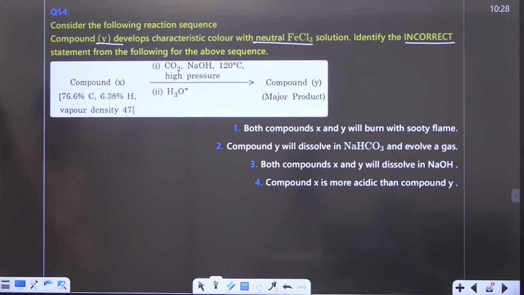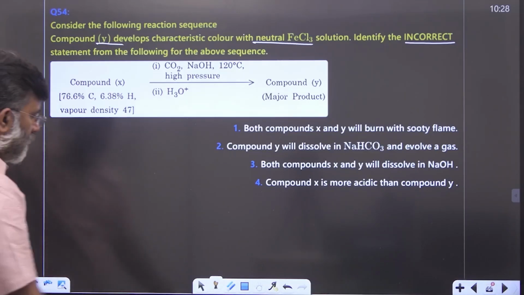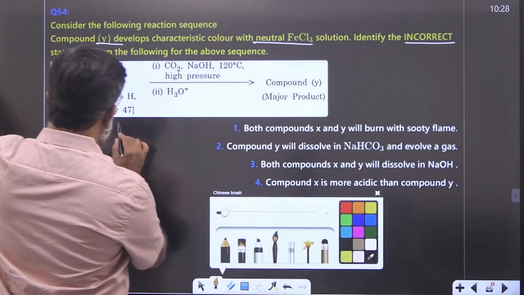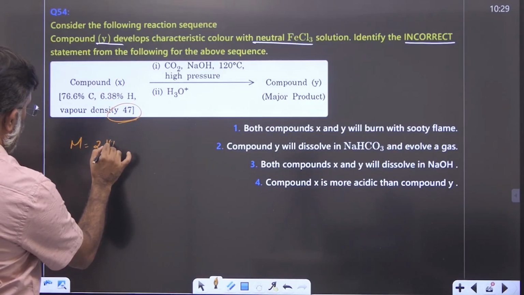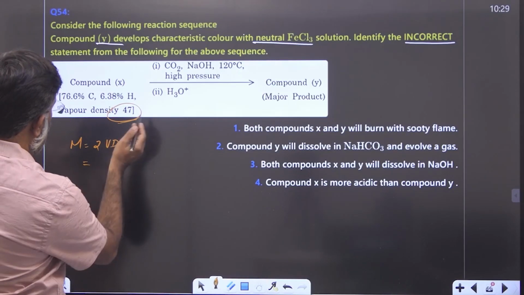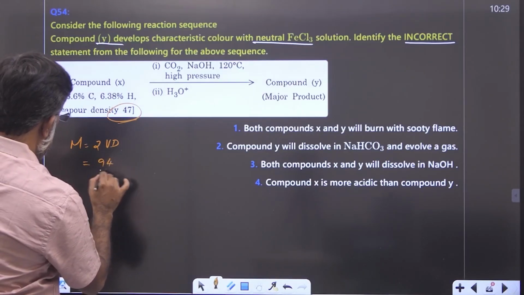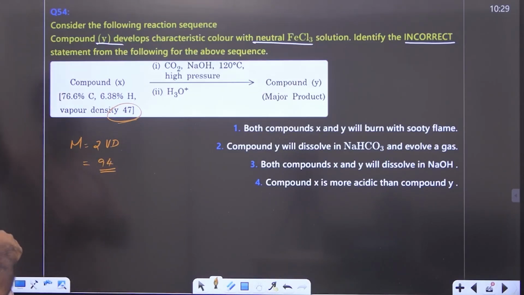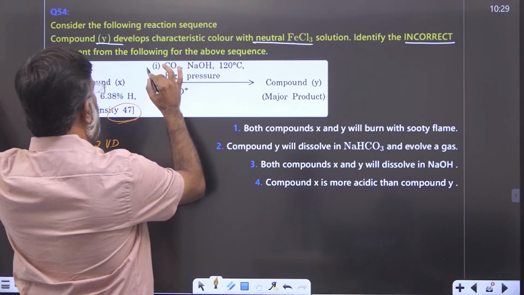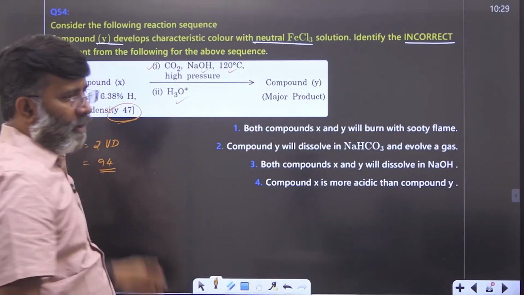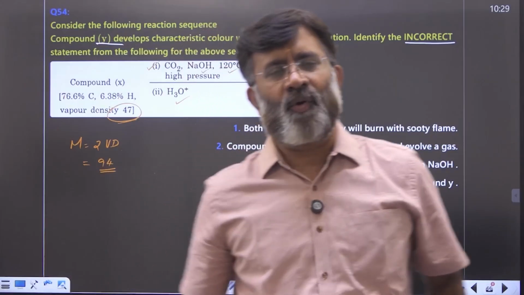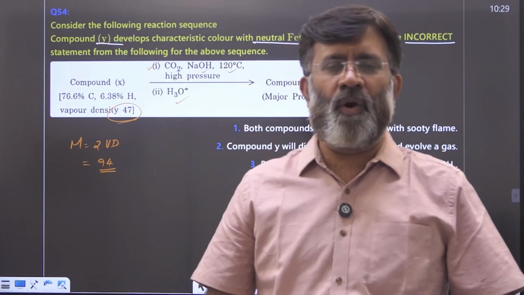Compound X, vapor density given. You know, molar mass equals 2 times vapor density. So 2 into 47, it is 94. Compound X has molar mass 94. And look at the reagents: carbon dioxide, NaOH, heating at high pressure. Hope you understand the reaction. It is Kolbe's reaction.